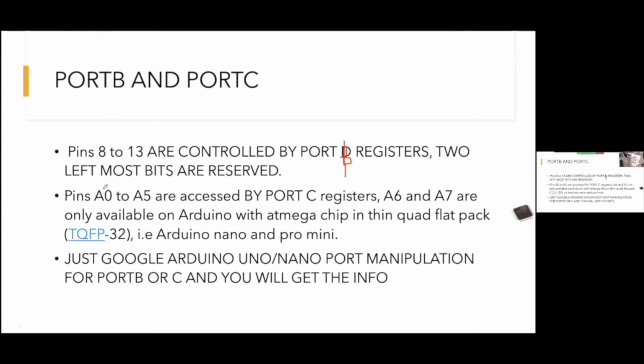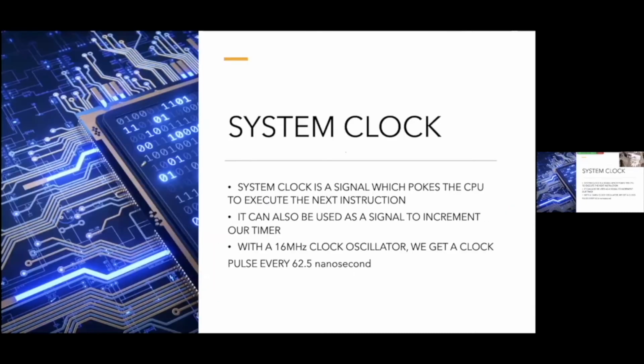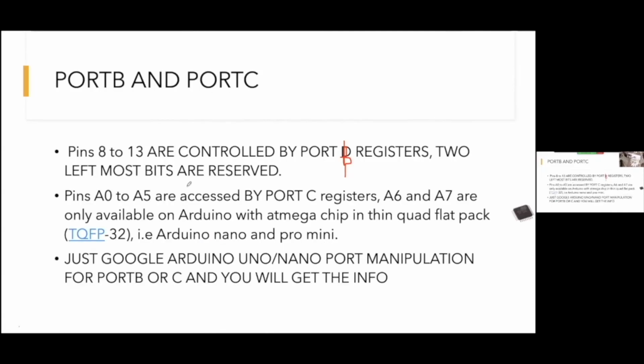Pins A0 to A5 are accessed by port C registers. A6 and A7 are only available on the Arduino with the Atmega chip in this TQFP32 package, that is on the Arduino Nano and Pro Mini. This is the chip. This is the TQFP package. You can just Google the port name for your Arduino Uno or Nano, and you will get the information about which bits to change.